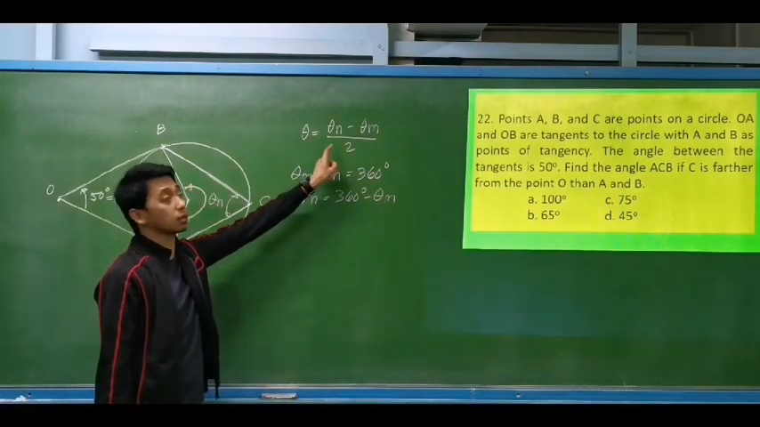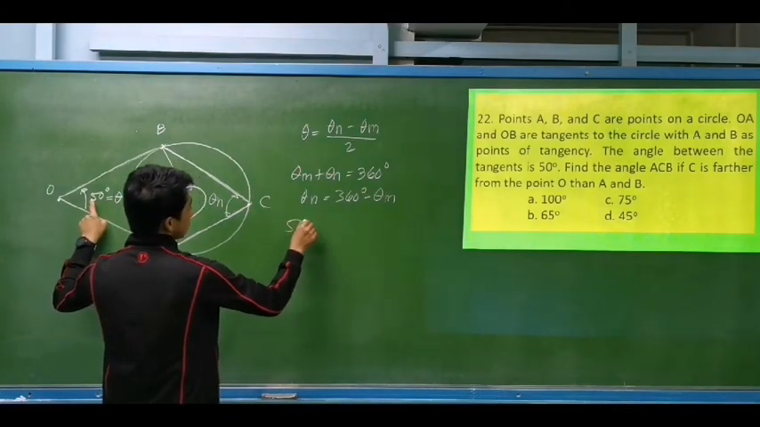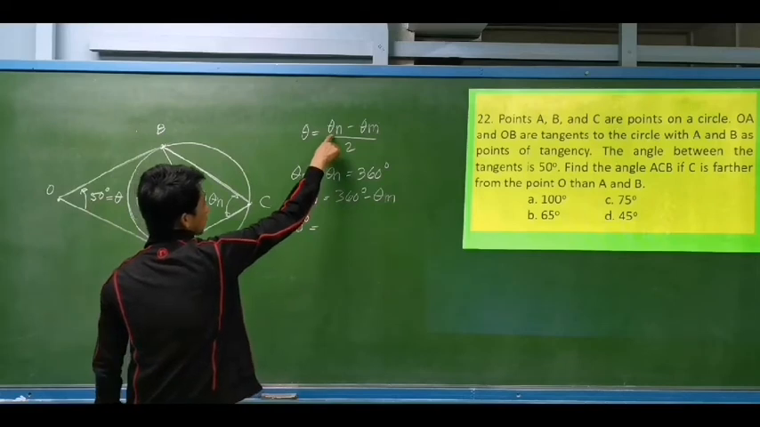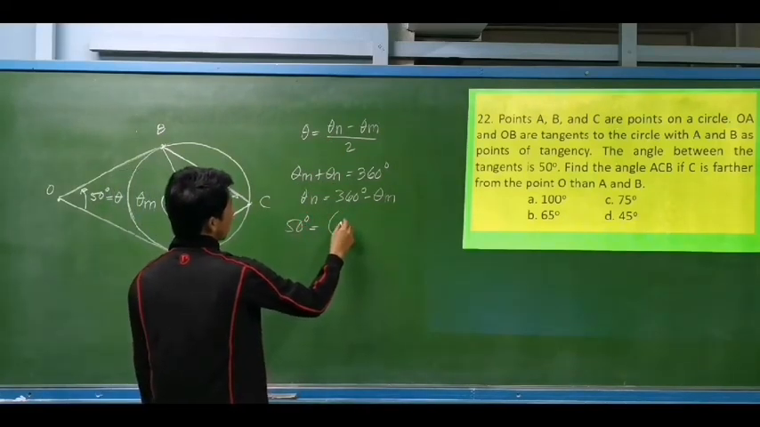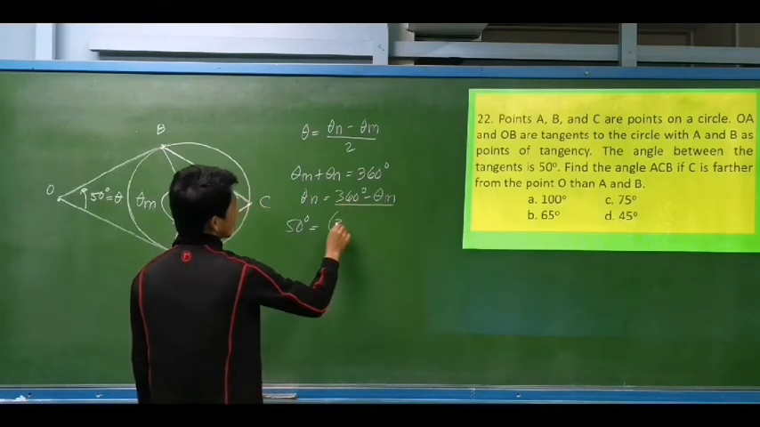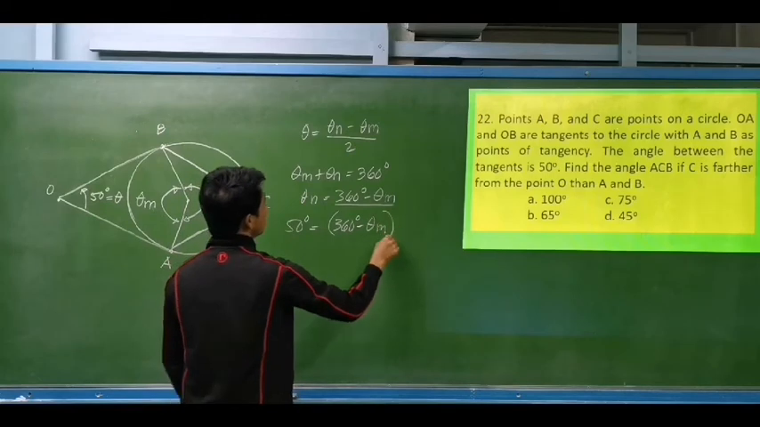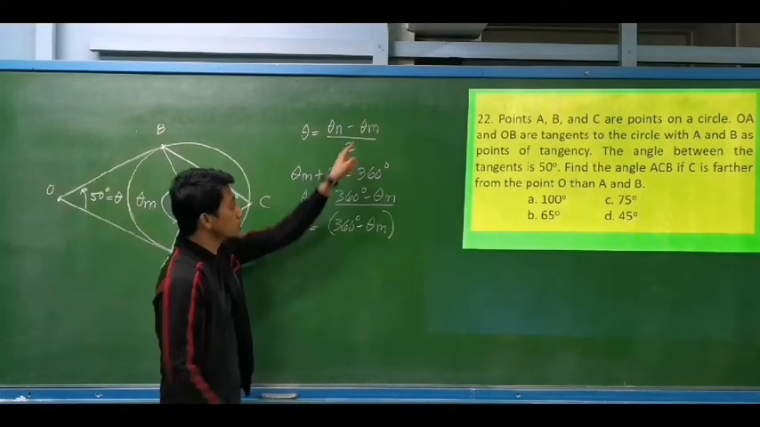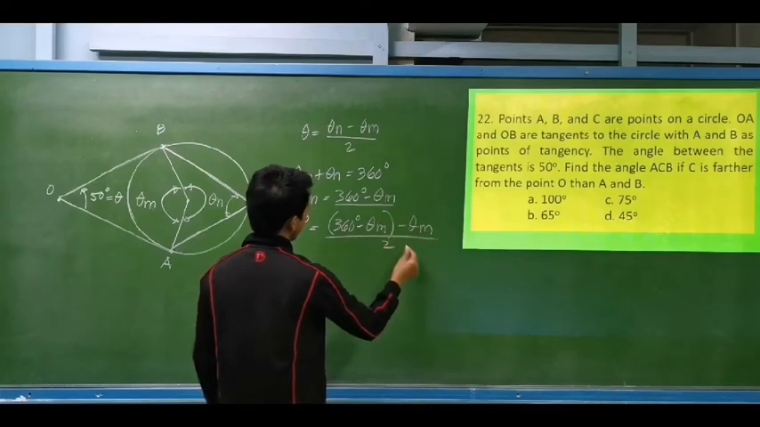Substitute natin dito. Ano yung value ng theta? The angle between the tangents. This is 50 degrees. Equal to theta sub n. Ano yung equivalent ng theta sub n? Okay, the theta sub n is, ito yun, 360 degrees minus theta sub m. Okay, theta sub n minus, okay, we have theta sub m. This is divided by 2.